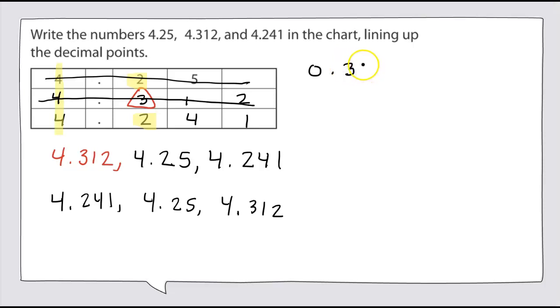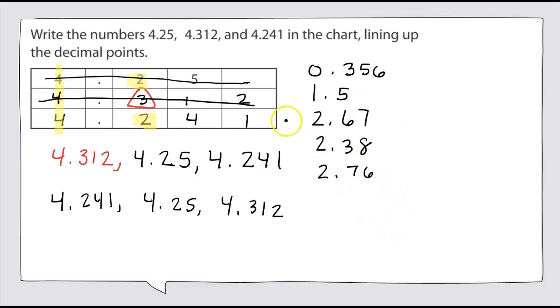0 and 356 thousandths, 1 and 5/10, 2 and 67/100, and 2 and 38/100, and then 2 and 76/100. So put those in order from least to greatest by comparing them, and make a chart just like this. So this is a time to pause the video for that. Also, as I'm looking at the time, there may be a part 2 to this video, so just stay tuned.